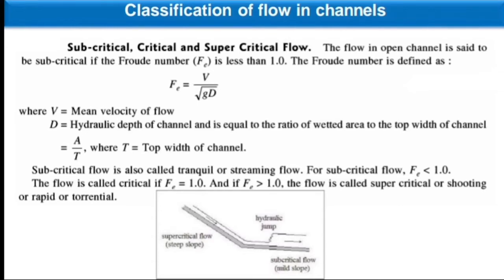Froude number is defined as Fr equal to V by root gD. Here V is the mean velocity and D is the hydraulic mean depth. Hydraulic mean depth can be calculated using the equation A by T, where A is the wetted area and T is the top width.